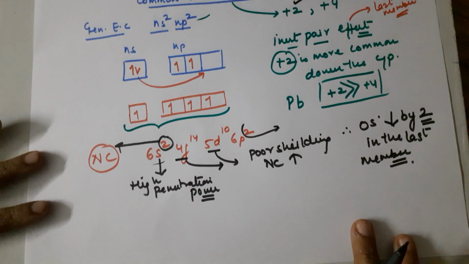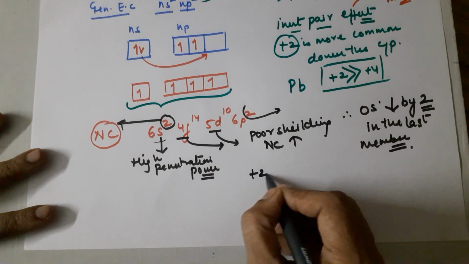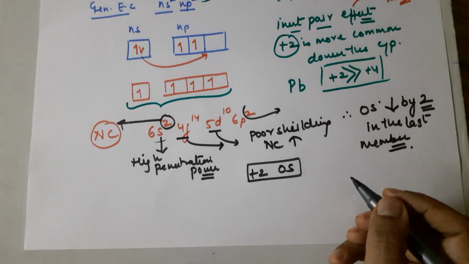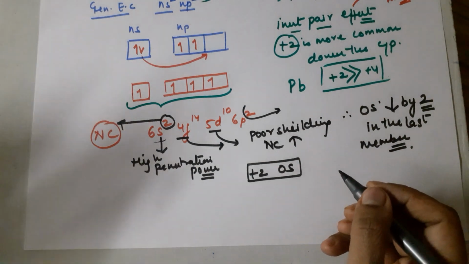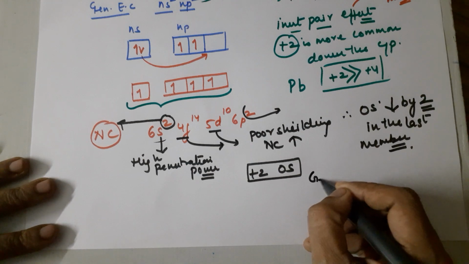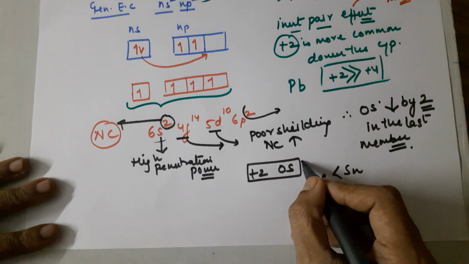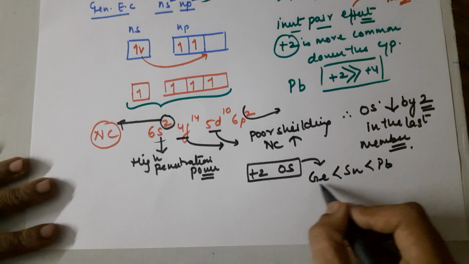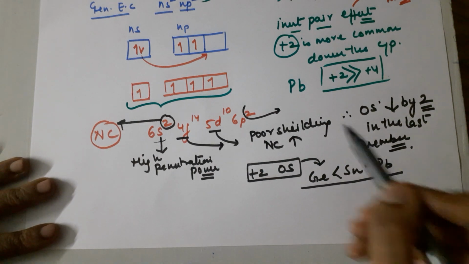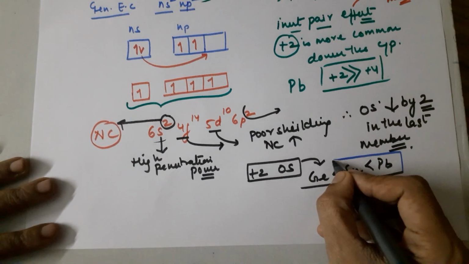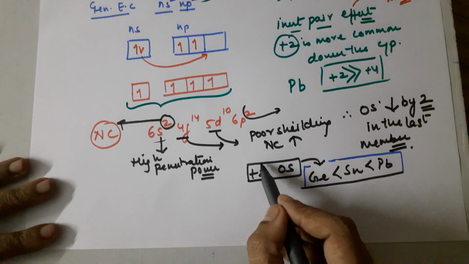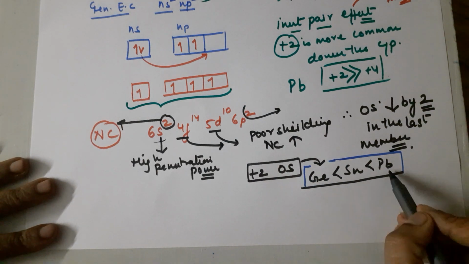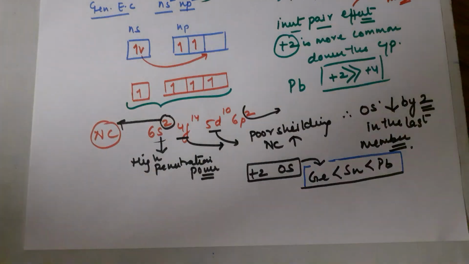So, if you are asked in which case the +2 oxidation state is more stable, according to the electronic configuration of these elements, as compared to germanium, tin would show a better +2 oxidation state and best would be shown by lead. This is the gist of inert pair effect. Always the lower by 2 oxidation state becomes more predominant as you move down the group. Fine.